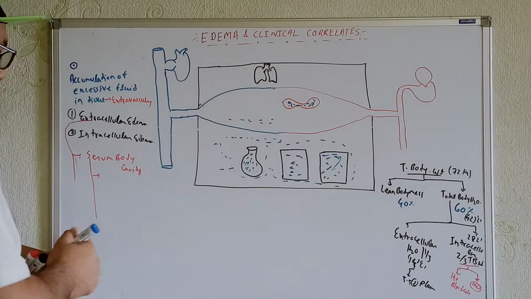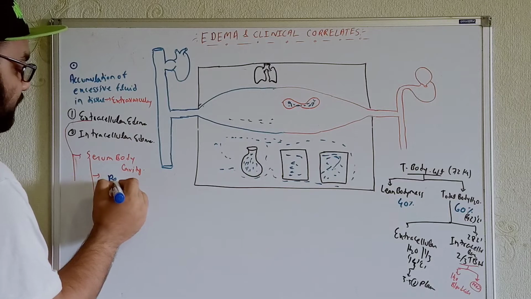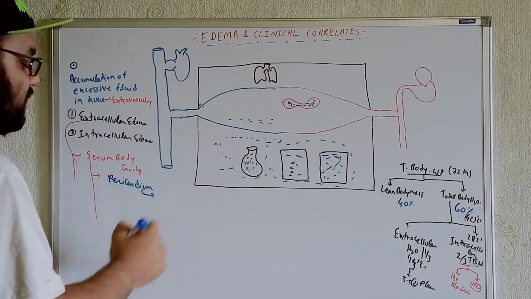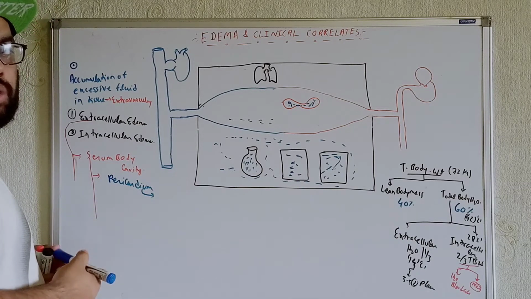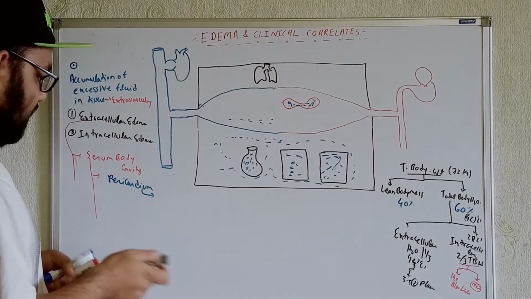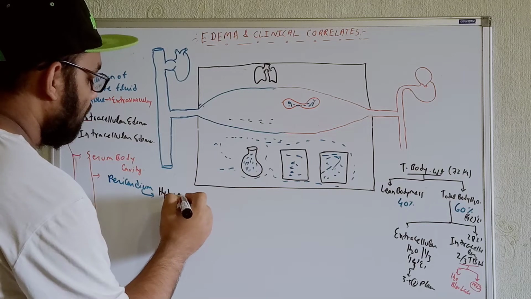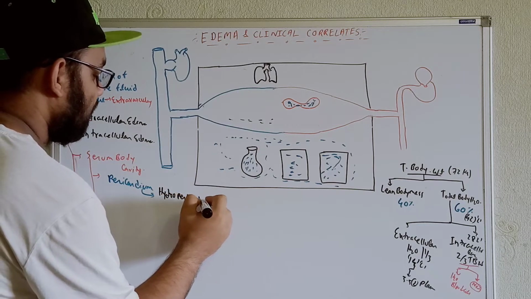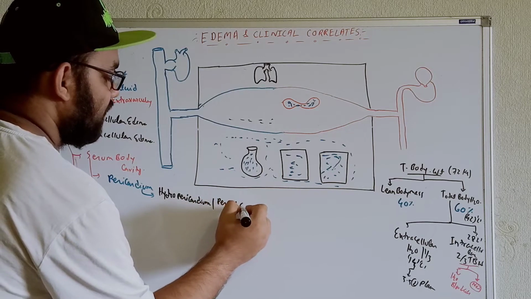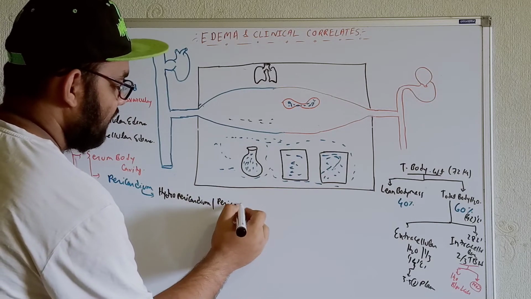So the fluid can get accumulated within the pericardium. Whenever we get accumulation of fluid within the pericardium, this is known as hydropericardium, or you can say pericardial effusion. Let's write it clearly. Pericardial effusion.